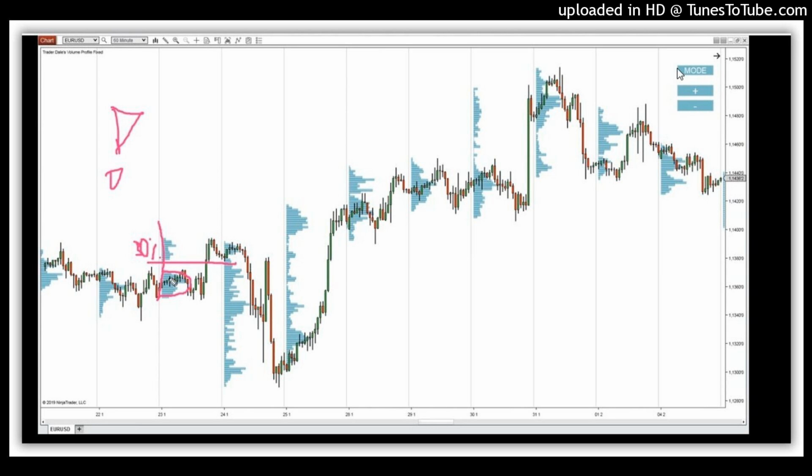So the next profile, a D-shaped profile, shows a temporary balance between buyers and sellers. The next day the point of control shifts downwards, but still there's a D-shaped profile. But you can see that the volumes are moving lower. And this indicates that the fair price value the market participants see is shifting downwards.